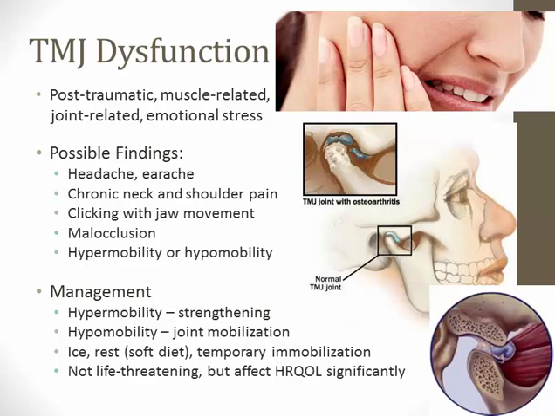The typical reason is that the articular disc right here is supposed to be nice and flat, laying in between those two bones. But sometimes that disc can get jammed in front or towards the back. This jammed or bent disc can cause locking of the joint and sometimes clicking and popping. Malocclusion: it might be difficult for them to close their jaw all the way and bite down evenly. Hyper or hypomobility is a possibility.